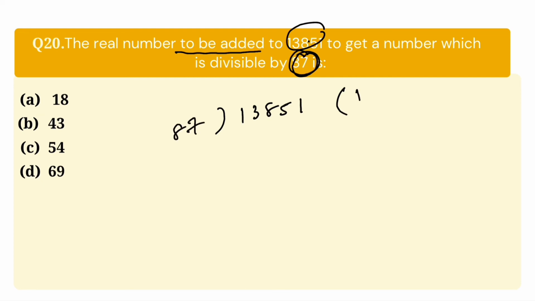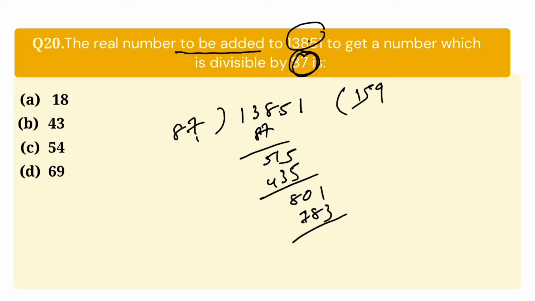87 times 1 is 87. We'll get remainder as 51 here. Bring down this 5 here. 87 times 5 is 435, and the remainder is 80. I bring down this 1 here. 87 times 9 is 783. We get the remainder as 18 here. This is the extra number. If you subtract this number from the given number, then the number will be divisible by 87. But what number must be added?